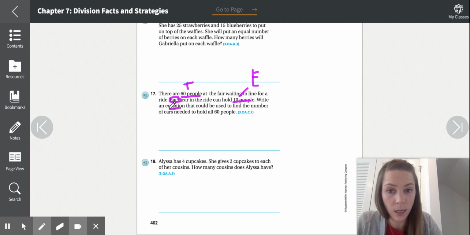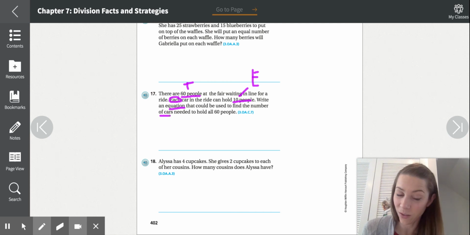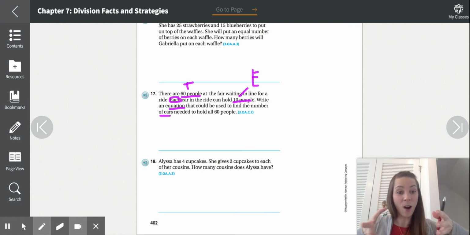Equation means like a number sentence that could be used to find the number of cars. So think of a roller coaster car. Think of the World's Fair, the Columbian Exposition that you're reading about, the best of the fair. They had some rides there, didn't they? Right? The Ferris wheel. So you have a car of the Ferris wheel and everybody gets inside of it.